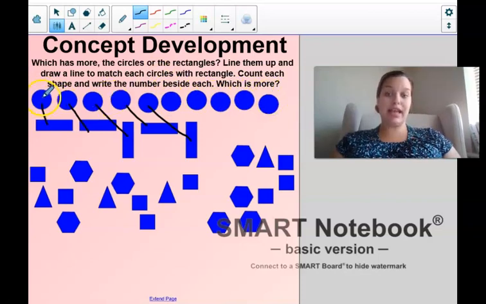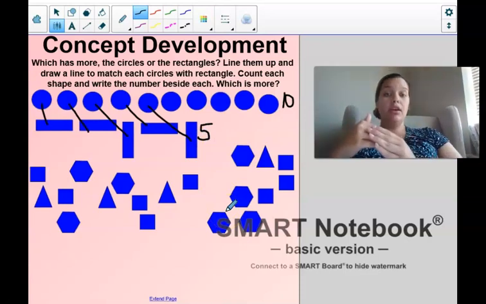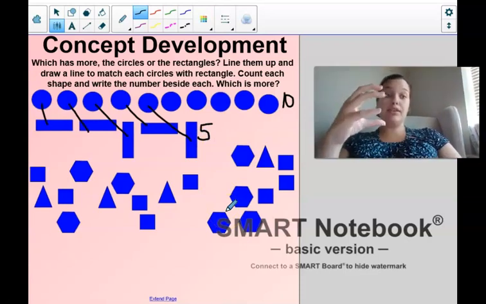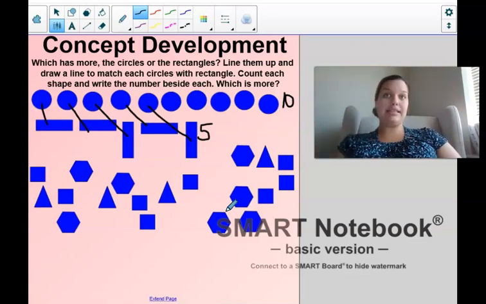Let's count how many circles I have. 1, 2, 3, 4, 5, 6, 7, 8, 9, 10. I have 10 circles. Okay? How many rectangles do I have? 1, 2, 3, 4, 5. So I have 10 circles and 5 rectangles, right? We already said we have more circles. So is 10 more than 5? Or is 5 more than 10?